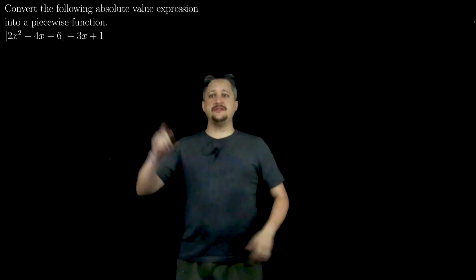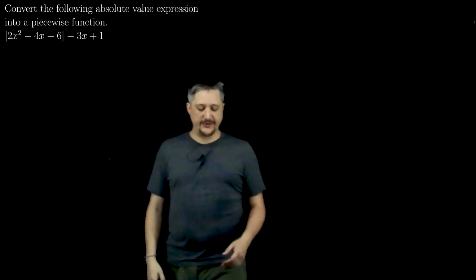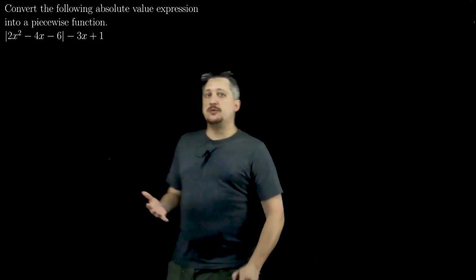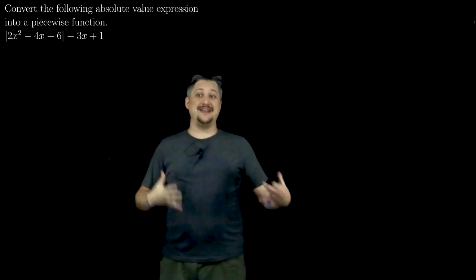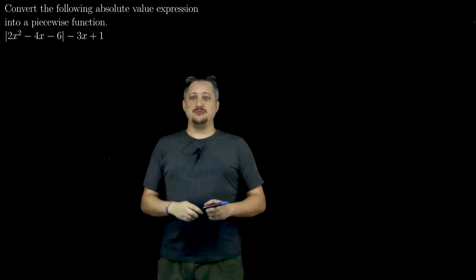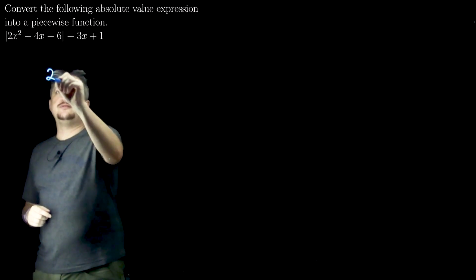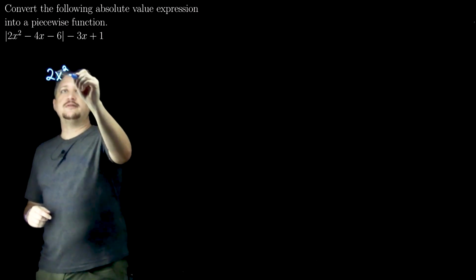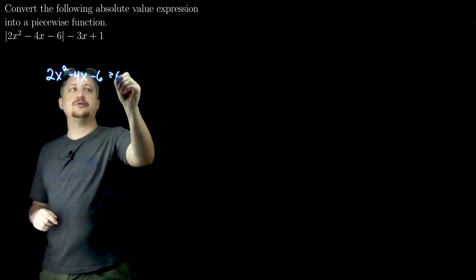Hello. So in this segment, we are converting absolute values into piecewise expressions. As usual, we want to start by knowing when the part that's in the absolute value is not negative. So we have to copy that part. We're looking at 2x squared minus 4x minus 6, and we want to know when that is greater than or equal to 0.